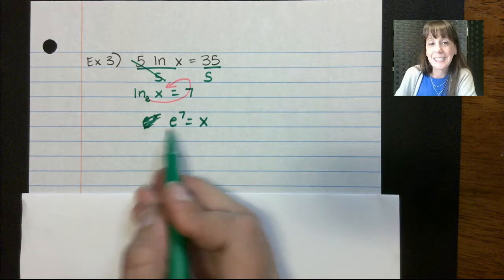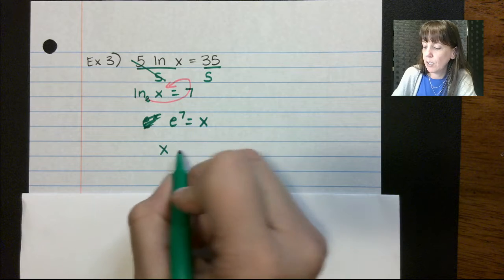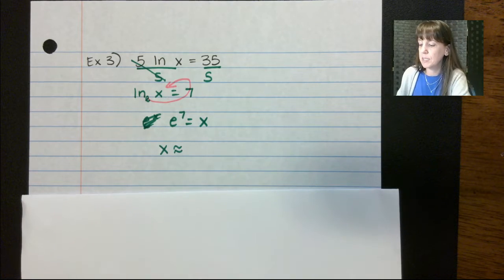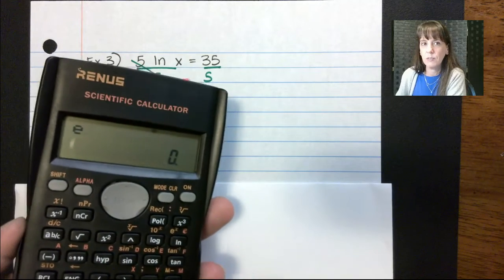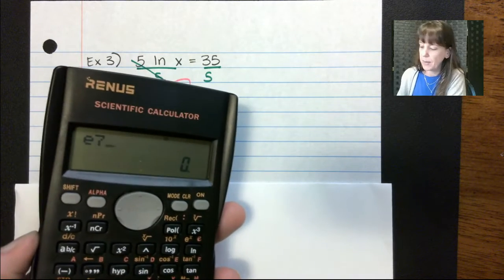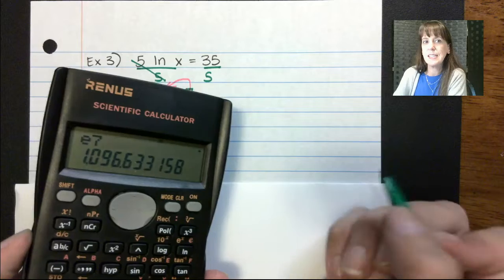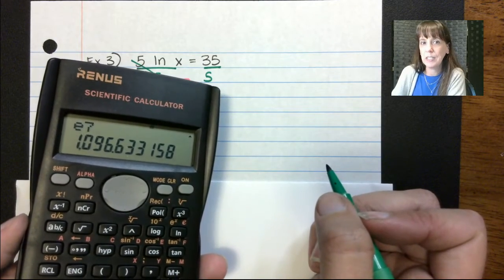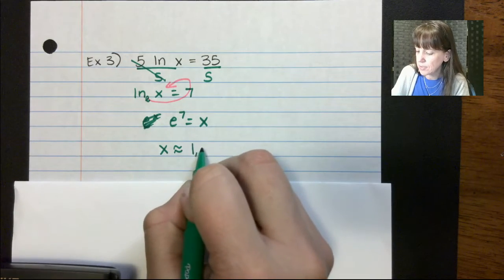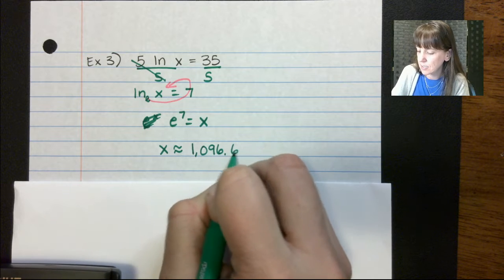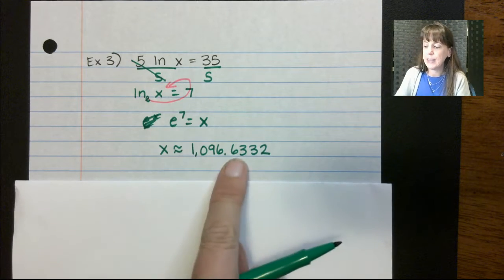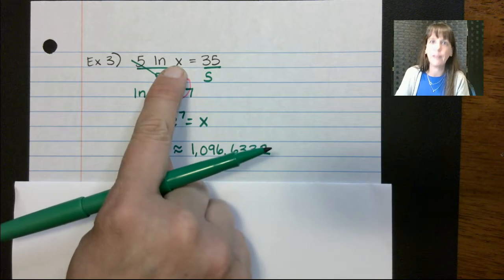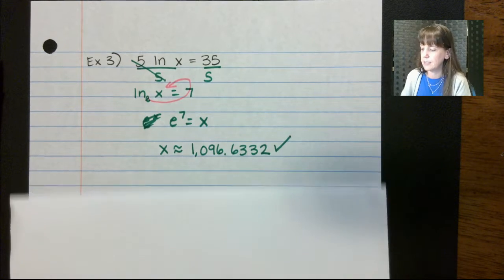Okay, so this is our exact answer. If we want our estimated answer, we would say e to the 7th power. So we would say shift natural log for mine, e to the 7th power gives me 1096.6332. So 1096.6332 is our answer. And if we take that information, we plug it into here, we would not have a negative, so this is correct.